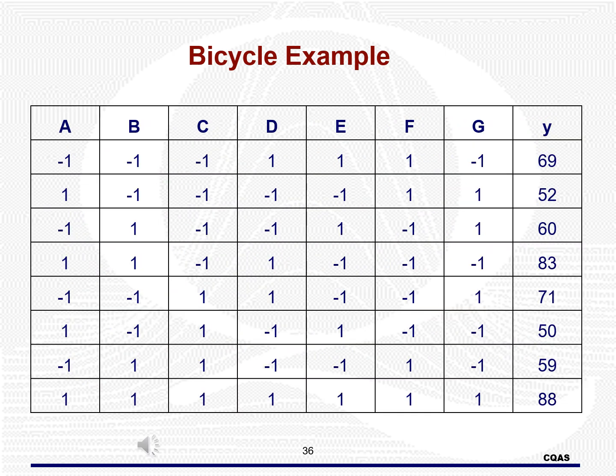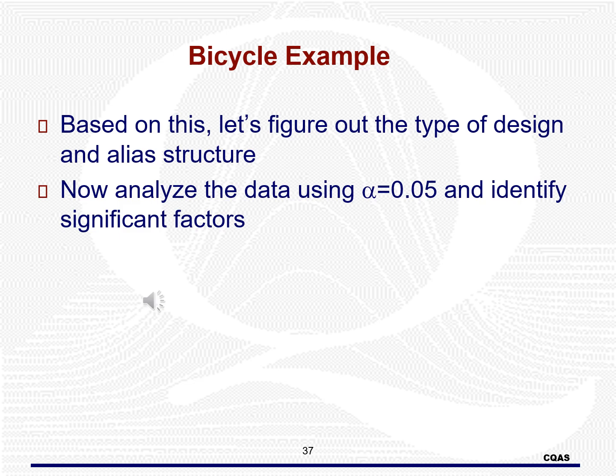Here is the design with response. Notice that there are 8 runs in this design. Since we have 7 factors, this is a 2^(7-4) design. Pause the slide and take some time to do this example. The results are on the remaining slides.